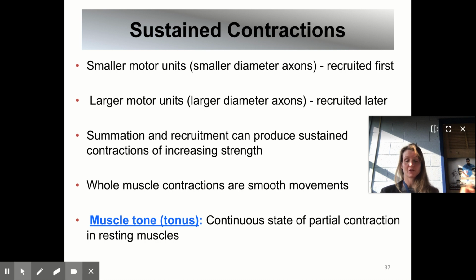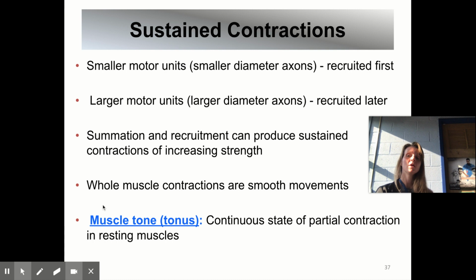So first we're going to make smaller movements, okay? And then the larger motor units are going to be activated if they're needed, right? So the smaller units are going to create more smooth control, and then the large units working with them are going to create the force to that control. All right, the summation of the recruitment can produce sustained contractions of increasing strength.